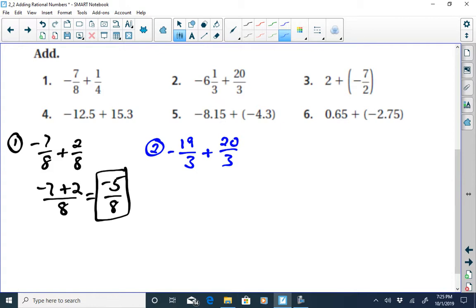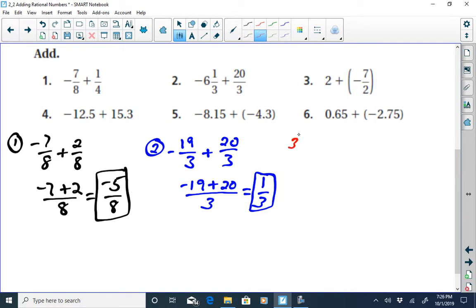Once I have the common denominator of 3, I'm just adding or subtracting my numerators here. So this is going to be negative 19 plus 20. Negative 19 plus 20, I'm adding opposite signs. So I subtract their absolute values, right? So that's going to be 1 in the numerator, and then the denominator is going to be 3. That 1 is positive because I have more positive than I do negative. So 1/3 would be my answer for problem 2.